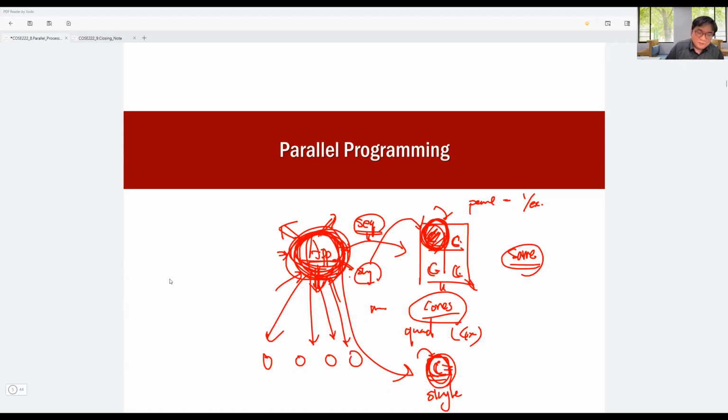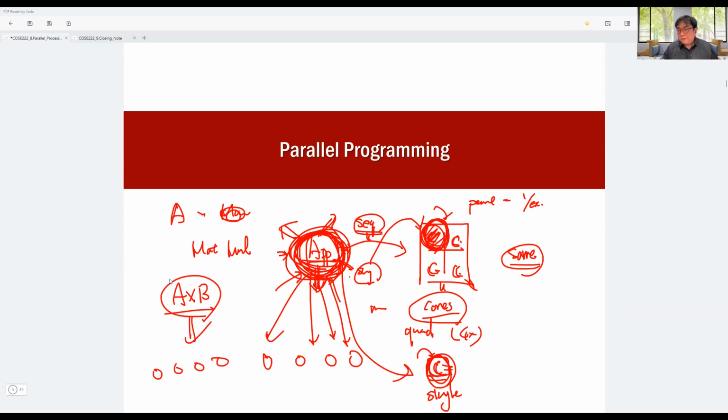So think like this. Say this application is matrix multiplication, like A multiplied by B. Then how can we split this matrix multiplication into multiple independent tasks? We need to develop a parallel matrix multiplication algorithm, okay? That's why the algorithm is critical, or the algorithm is important.